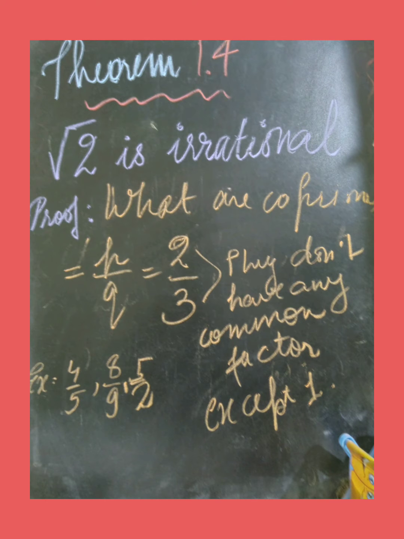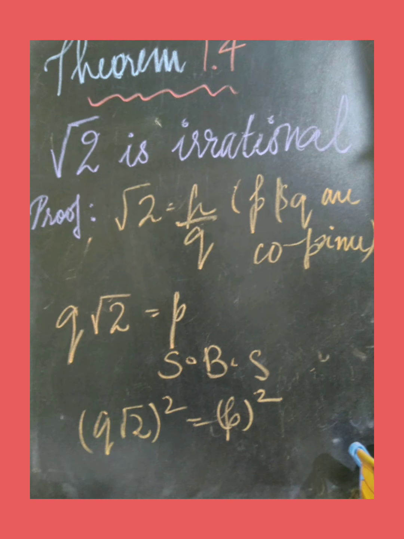Like we have taken P and Q as co-prime. If I take two numbers, 2 by 3, then 2 and 3 do not have any common factor except 1. So these are co-prime numbers. More examples are 4 by 5, 8 by 9, 5 by 2. They do not have any common factor except 1. Understood? We have understood what co-prime are.